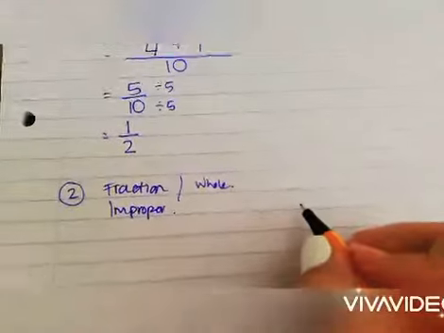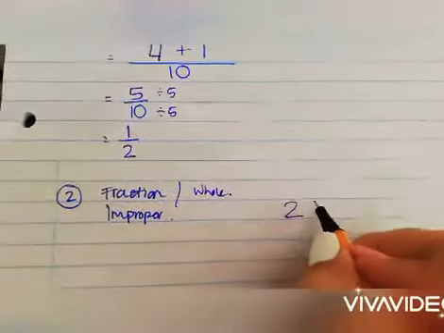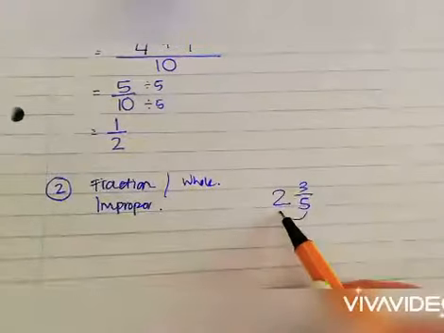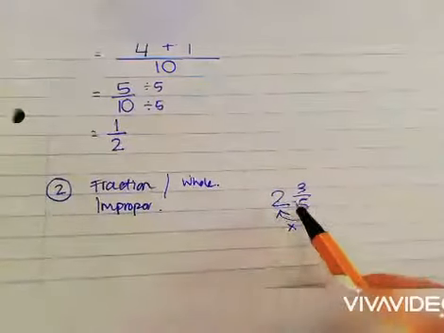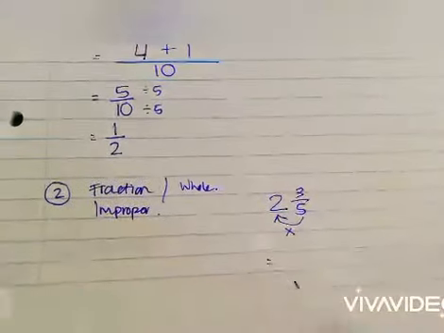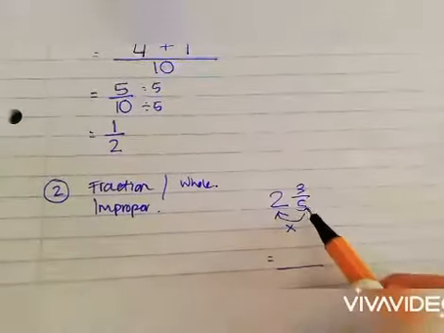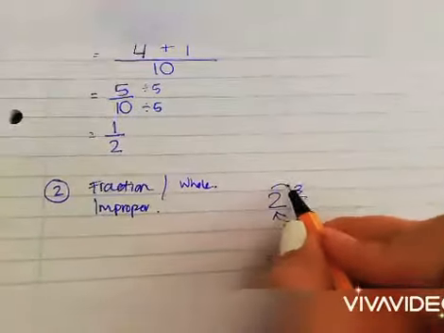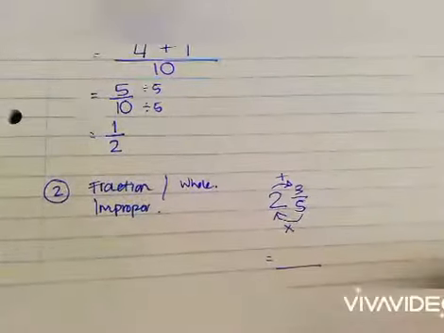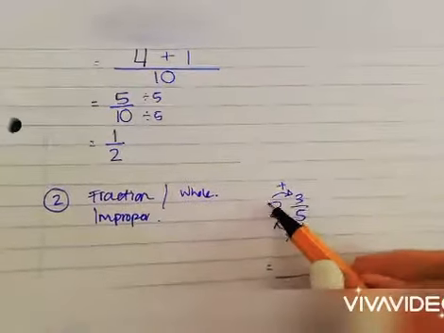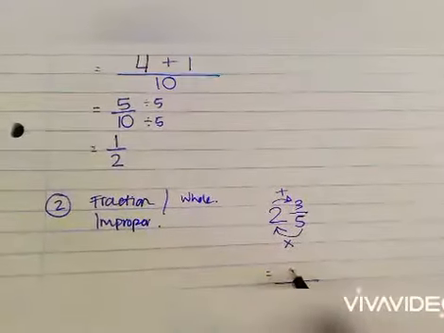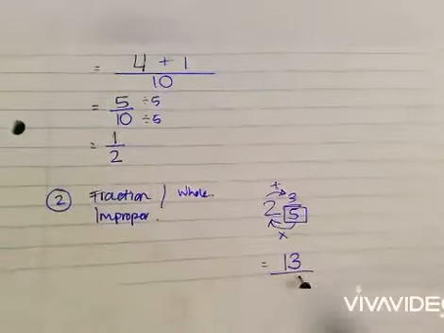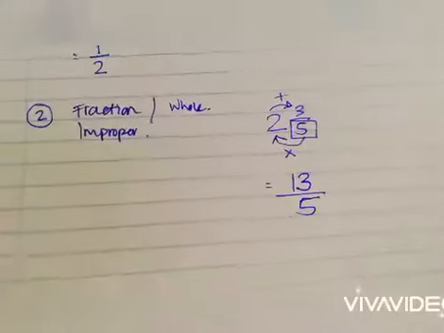So remember, if you're doing improper fractions, say for instance you've got 2 and 3 over 5, just remember you multiply the bottom, the denominator, by the whole number. So it will give you 2 times 5, 5 times 2 gives me 10, and then we're going to add the top. So 10 plus 3 gives me 13. So 13 is going to be my new numerator, and the denominator stays the same. And then you just solve it like that.